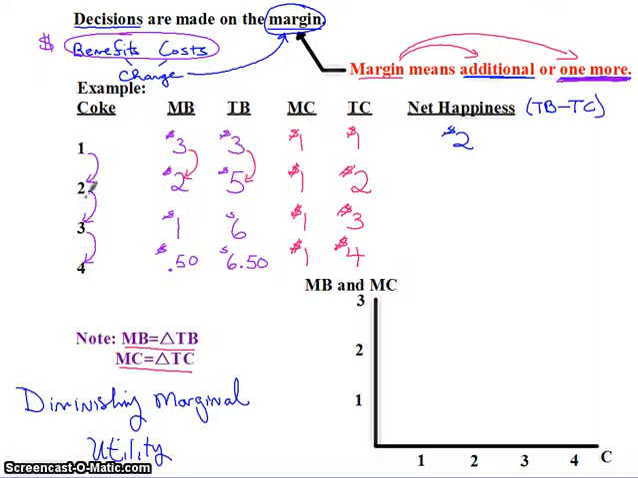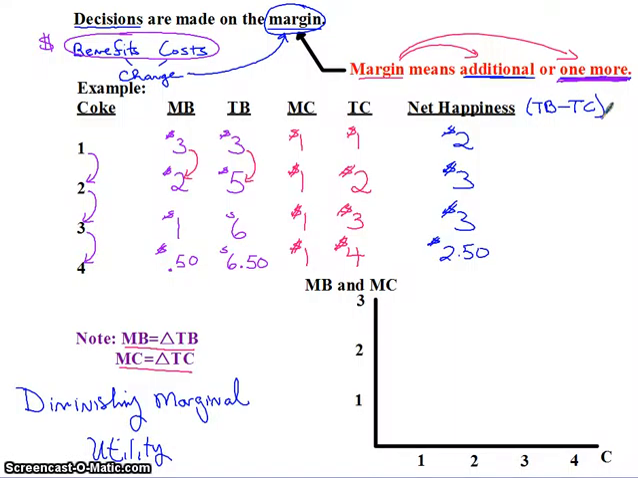If he buys two Cokes, his net happiness will be 5 minus 2. That's 3. It'll be $3. If he buys 3 Cokes, his net happiness will be 6 minus 3. $3. If he buys the fourth Coke, his net happiness will be $6.50 minus 4, which is $2.50. Each time I just took the total benefits minus the total costs.